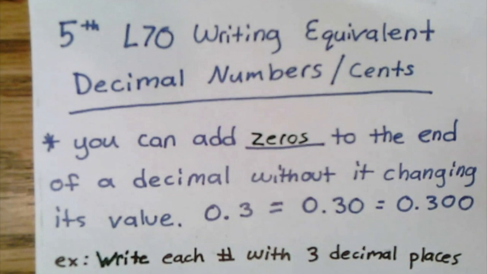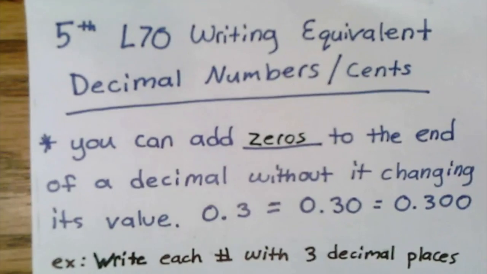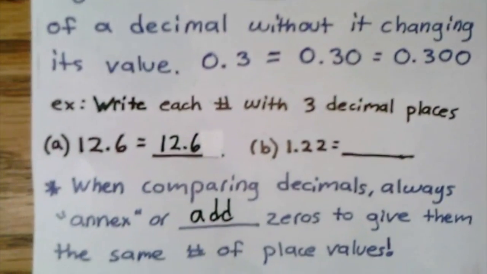And you might be asking, well, why would I want to add extra zeros? And the reason is because if you're adding or subtracting decimal numbers, they need to have the same number of place values. Or if you're comparing decimal numbers, we want them to have the same number of decimal values.